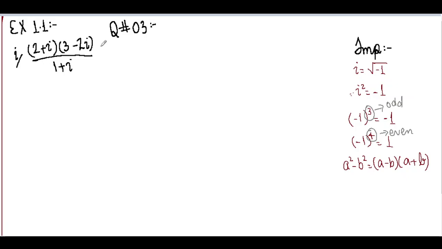Bismillahirrahmanirrahim. This is question number 3 of class 11 maths exercise 1.1. In this question we are going to multiply and divide more than two complex numbers. So we have already practiced with two complex numbers. It's not going to be much difficult.